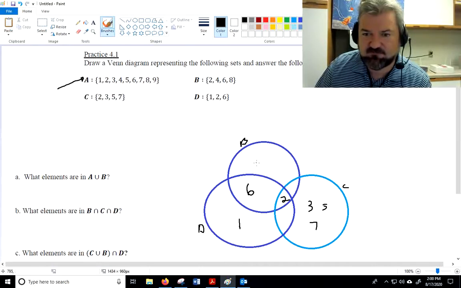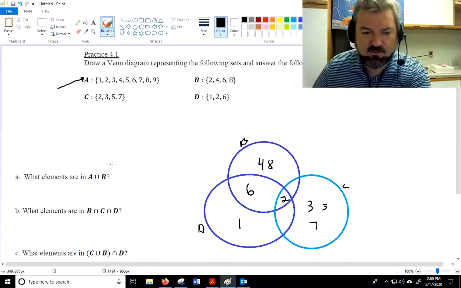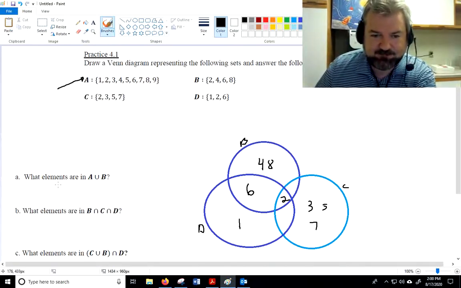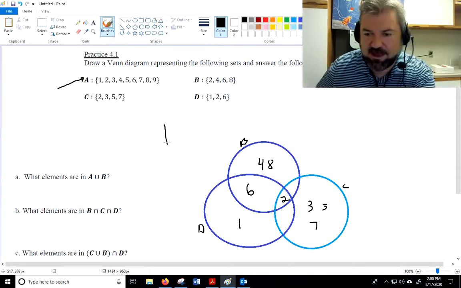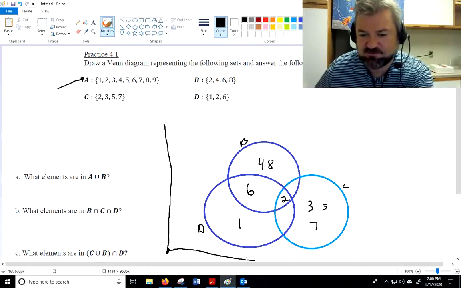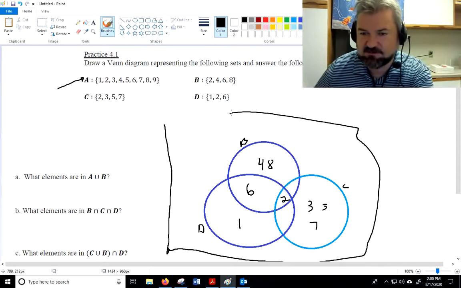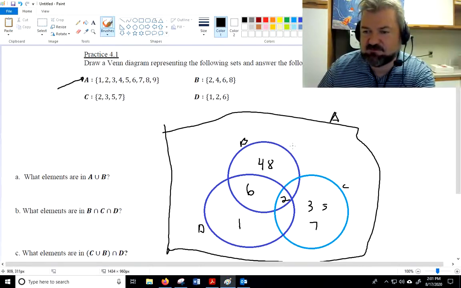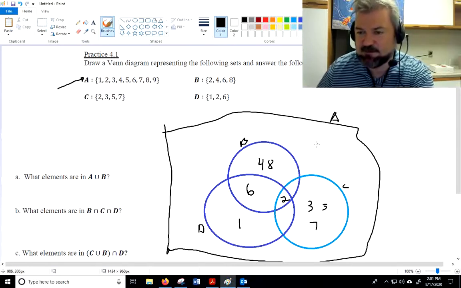So I'm going to say 4 and 8 over here. Cool. What elements are in A union B? So remember, A is this universal set on the outside. I should probably show that as well. There were some numbers that we didn't include here, right? Which numbers did I miss? I got 1, 2, 3, 4, 5, 6, 7, 8. I'm missing 9. The number 9.